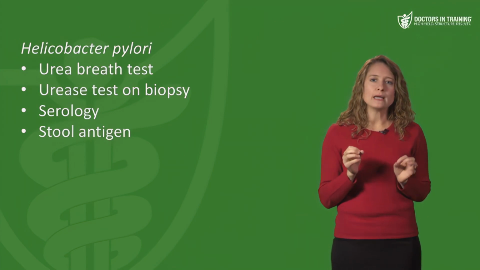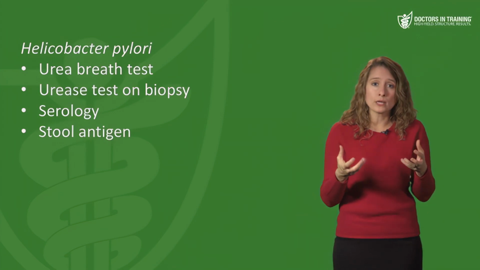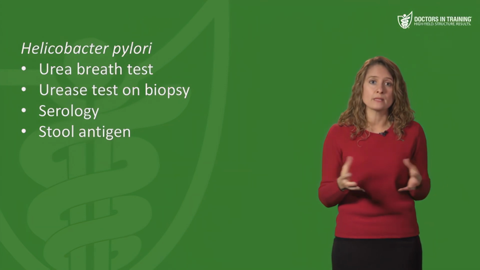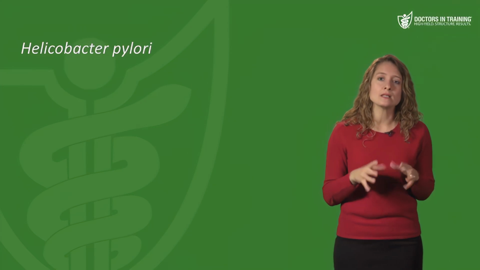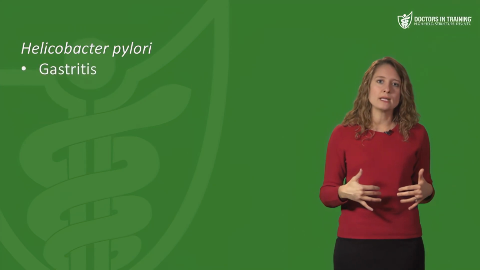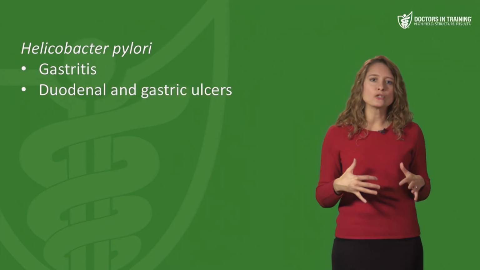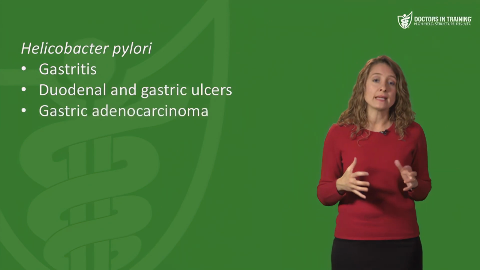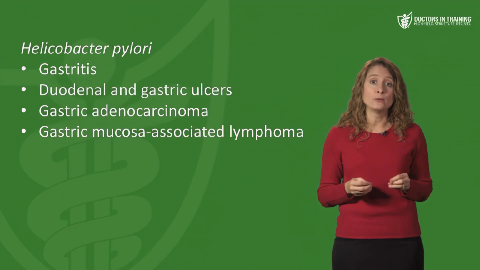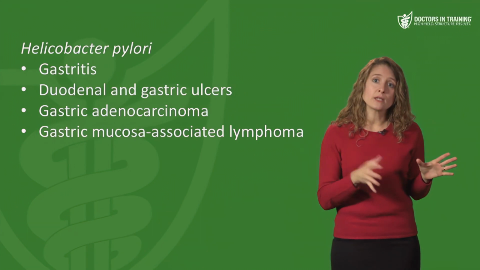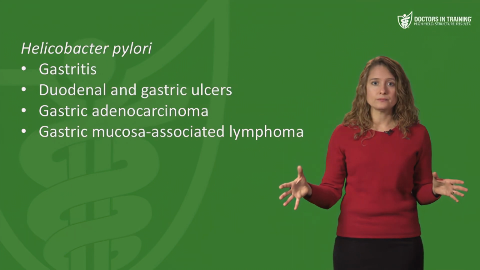You can also look at tissue to just try to see the organism under the microscope or even try to grow it on culture from a biopsy specimen. Now this bacteria causes a lot of problems, including gastritis, and is associated with duodenal ulcers, gastric adenocarcinoma, and gastric mucosa-associated lymphomas. So this is one of those few instances where we have seen bacteria increasing the risk for cancer.